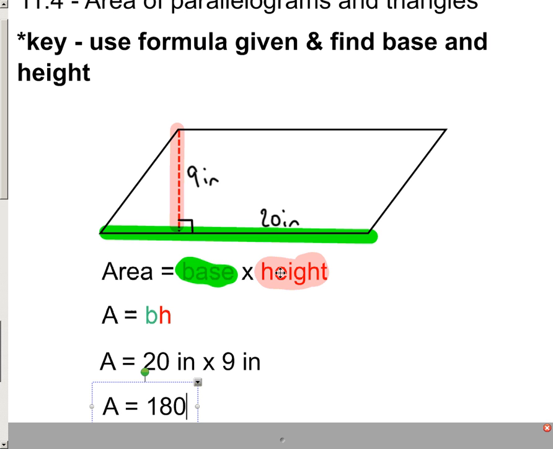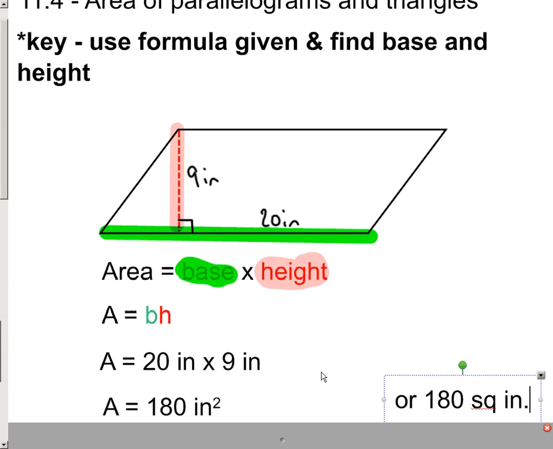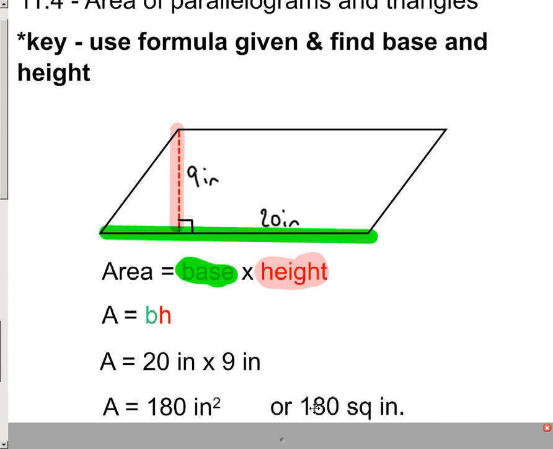Area is always in squared units, so you take the inches and put a second power on there. Okay, to the second power. That means 180 inches squared. Or you could write it out 180 square inches. Same thing there. Okay.